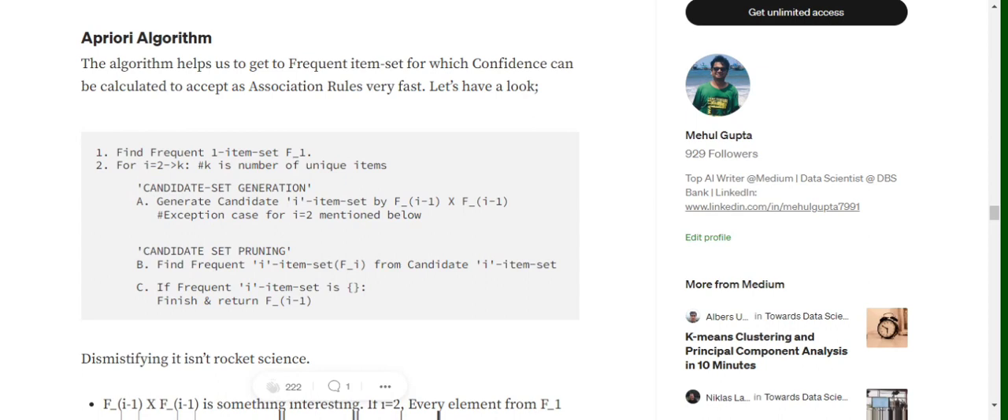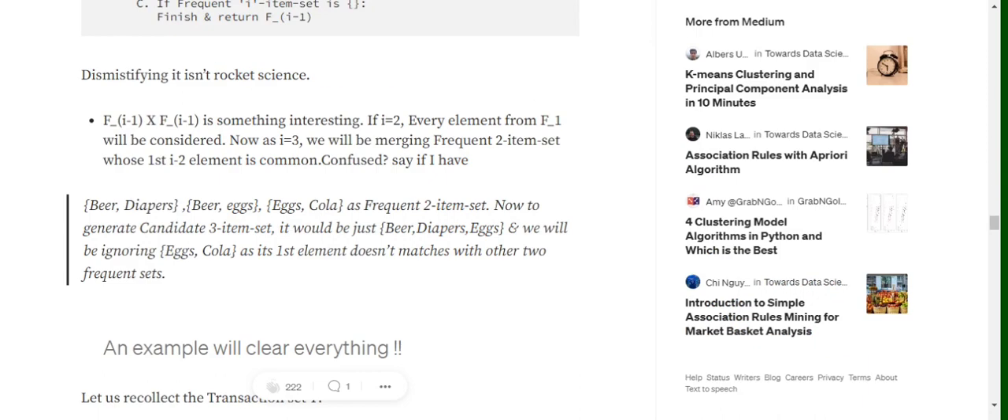Once we form a new combination, we would be going for candidate set pruning. This means that for all the combinations that we have formed in the previous step, candidate set generation, we would be calculating support, and eventually we would be checking against the support threshold that we set up whether the support for this particular rule is greater than it or not. If it is greater, then we consider it a frequent ith item set. There is an exception for i equals 2. When i equals 2, every element from the frequent one item set would be considered.